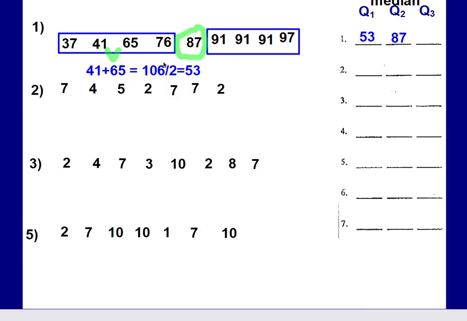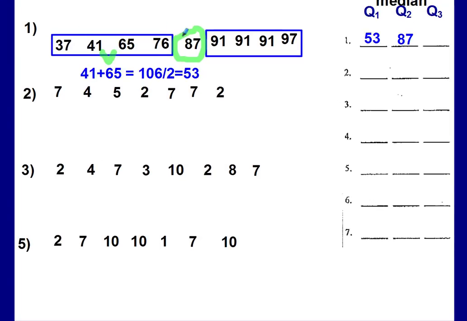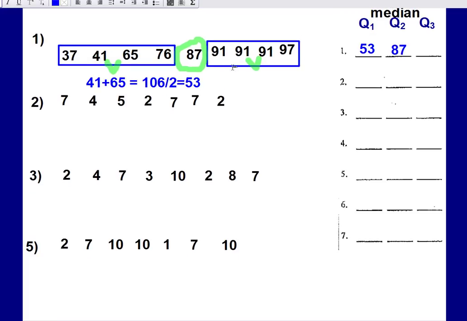And then we're going to do the same thing for the upper half of the data. Again, there's 4 pieces of data, so the median is going to go in between 91 and 91. Well, there's nothing between 91 and 91 except 91. So that will be our quartile 3.